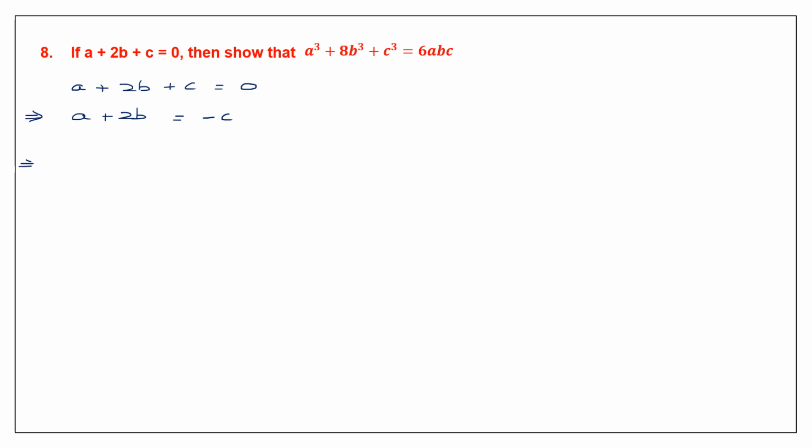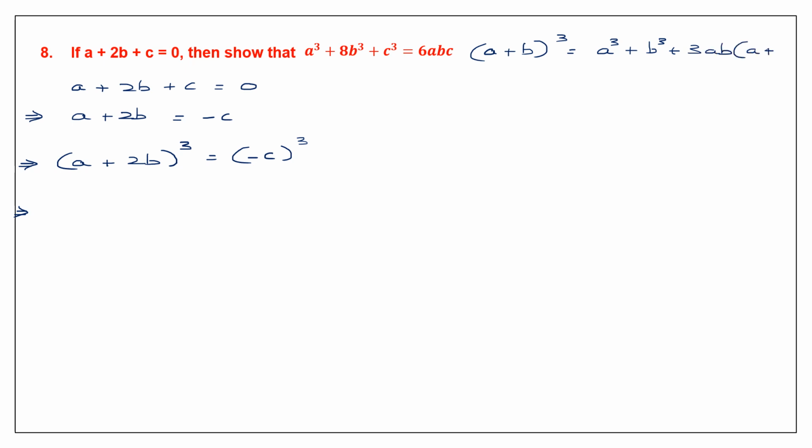Now I'm going to cube the left hand side as well as the right hand side. So a plus 2b, the whole cube, is equal to minus c cube. So now we are going to apply the identity a plus b the whole cube. So let's write down the identity here. So a plus b the whole cube. The expansion will be a cube plus b cube plus 3ab into a plus b. So we're going to use this 3ab into a plus b.